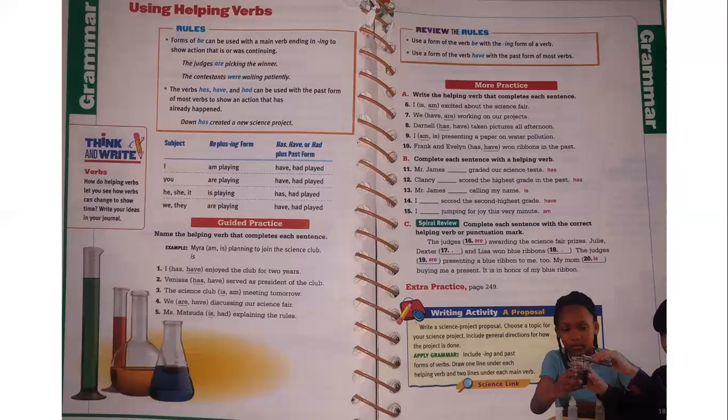Number 4, we are or have discussing our science fair. We are discussing our science fair. Miss Matsuda is or had explaining the rules. Miss Matsuda is explaining the rules. This is more or less subject-verb agreement for you. Remember how we studied subject-verb agreement? We are making sure that this helping verb agrees with what? Our subject.